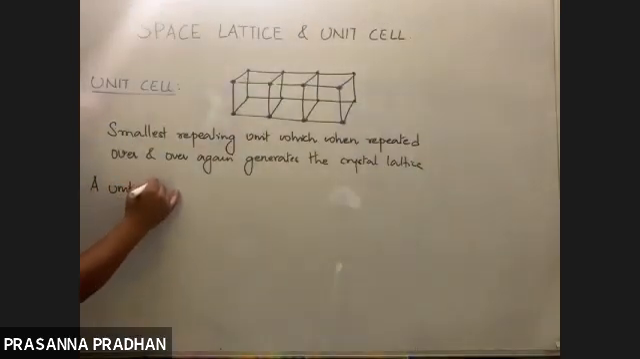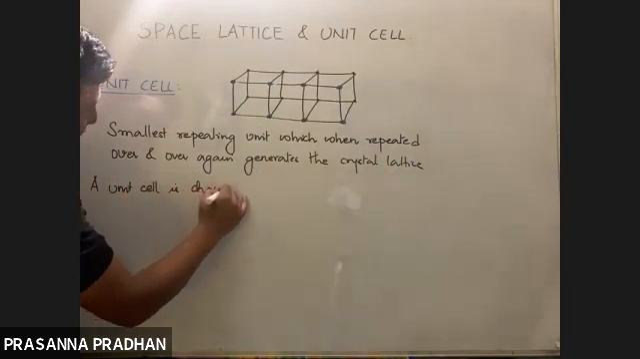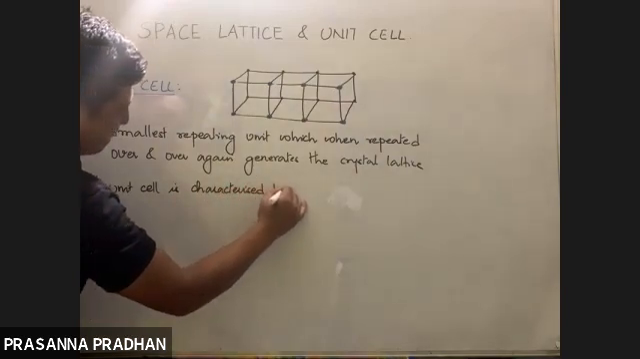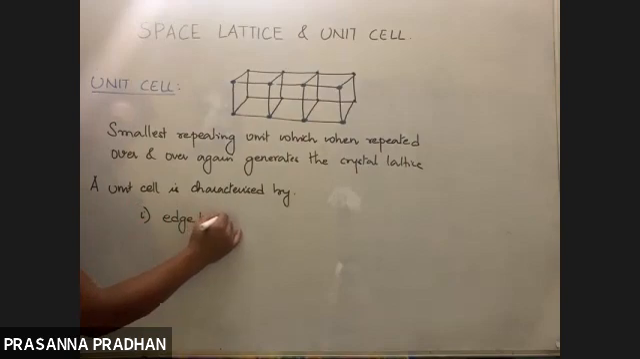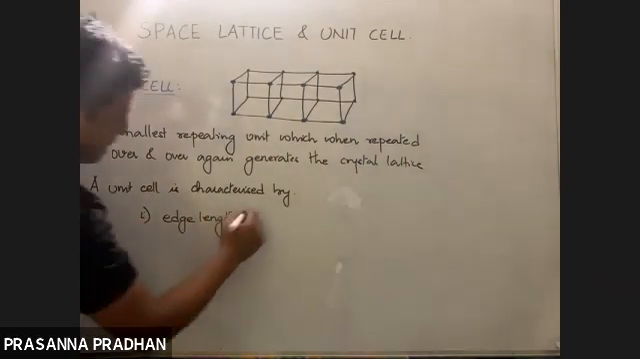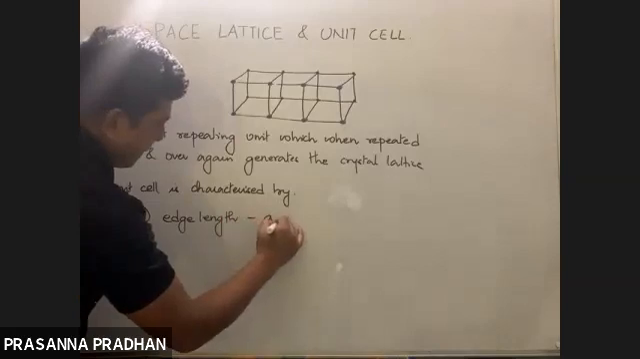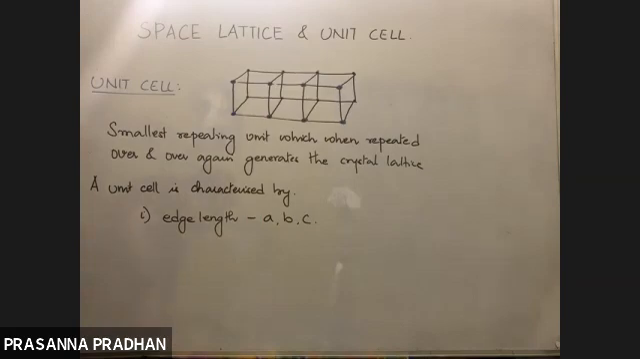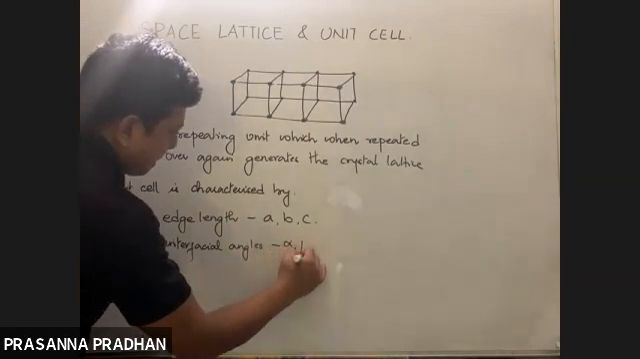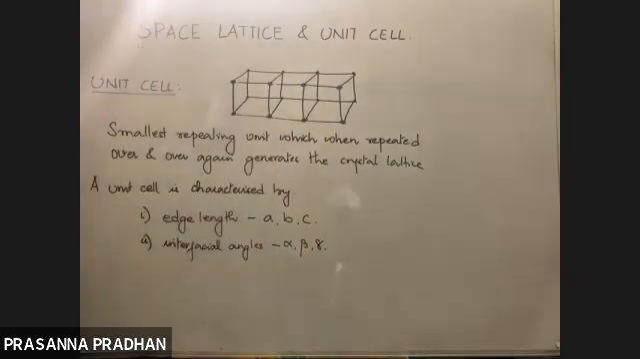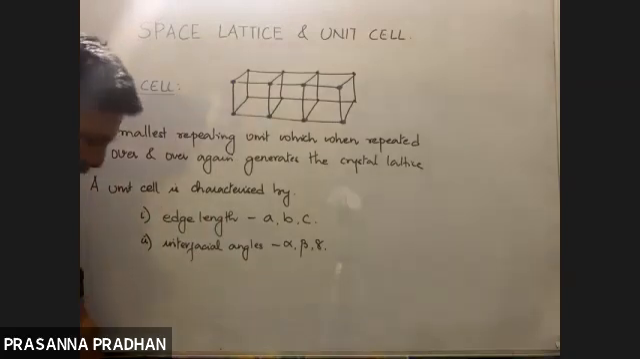So, a unit cell is characterized by, number one, edge lengths, which are denoted by A, B, and C. And number two, the angles between the edges, or interfacial angles: alpha, beta, and gamma.